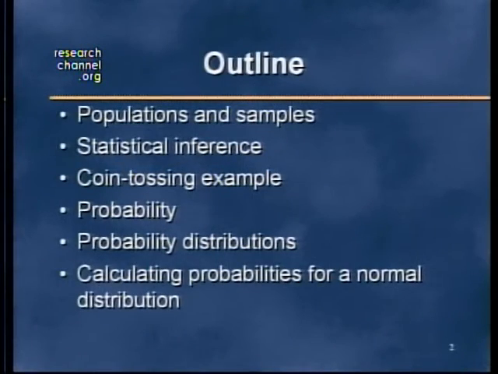We spent the last hour talking about exploratory data analysis, and I promised you that we would set the stage then for statistical inference using probability and probability distributions. So probability really is the tool that underlies statistical inference. And what I would like to go through this hour then is the distinction between populations and samples, how we aim to then make an inference about a population based on a sample. We'll actually use a classical example of coin tossing to define both probability and a probability distribution. And then we'll end by looking at calculating probabilities using a normal or Gaussian distribution.